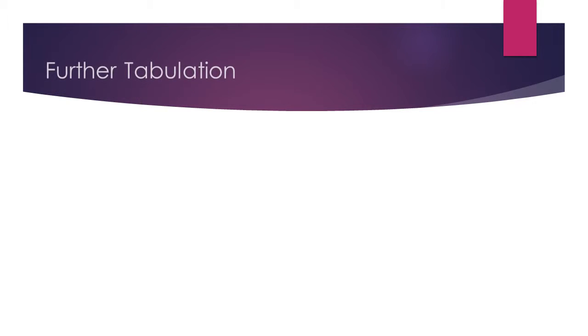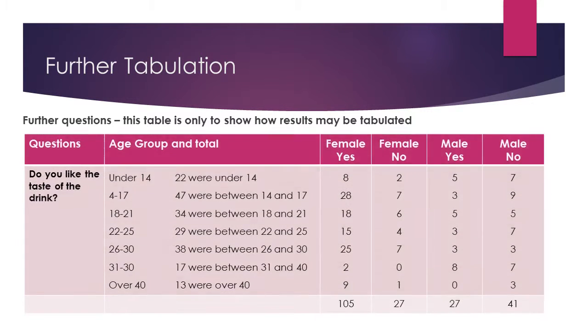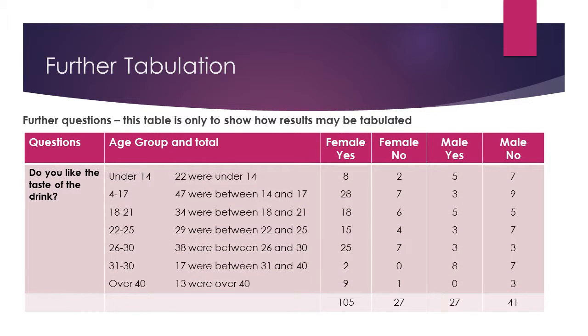Now, to break it down even further, they tabulated the results into how many females of one age group liked the drink and how many males liked the drink. So, for instance, if we look at the under 14 age group, 22 people were under 14, and out of those, 8 females liked the drink and 2 females didn't like the drink. 5 males liked the drink and 7 males didn't like the drink. So these are ways of trying to decide how to advertise it.